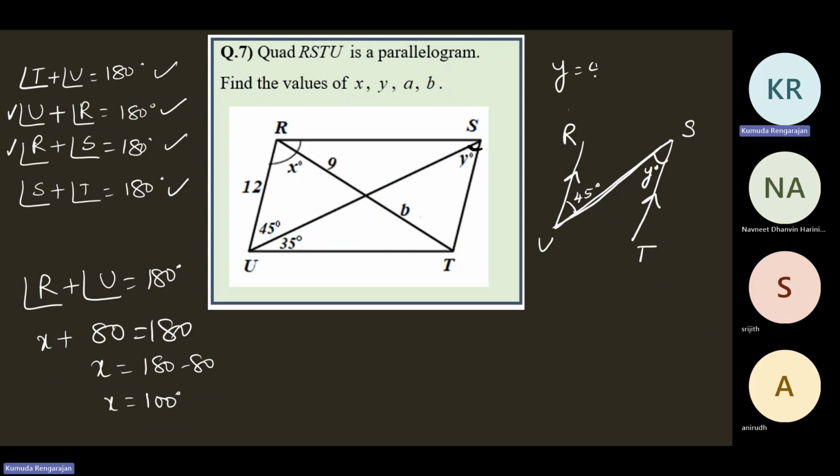So Y is equal to 45 degrees. Alternate interior angles are equal. Then A. What's the value of A? Where is A in the figure, by the way? I'm not able to see A.